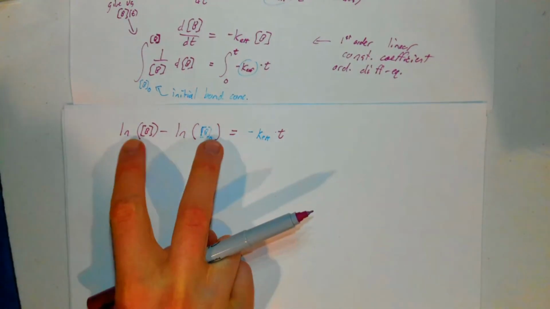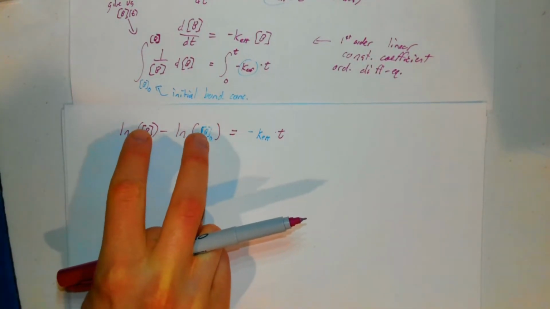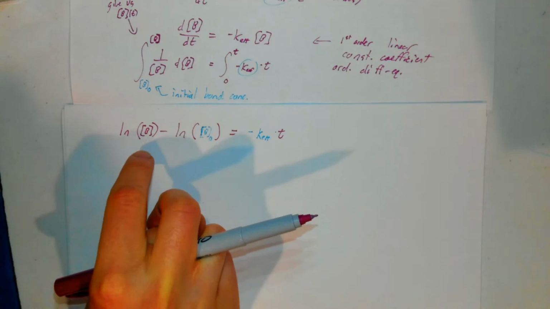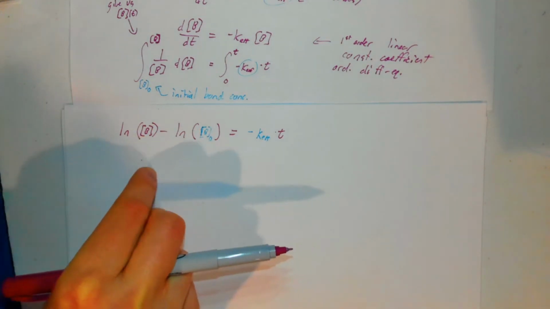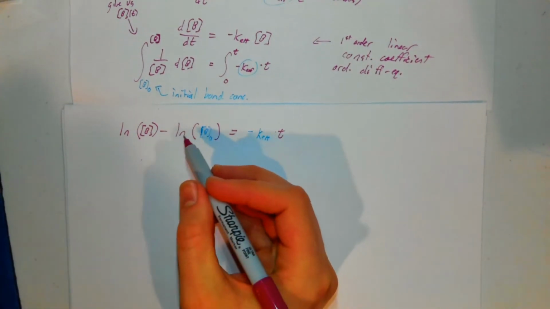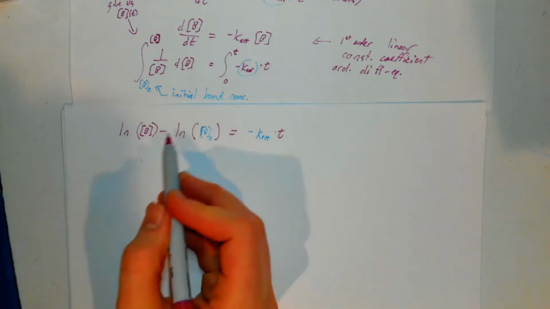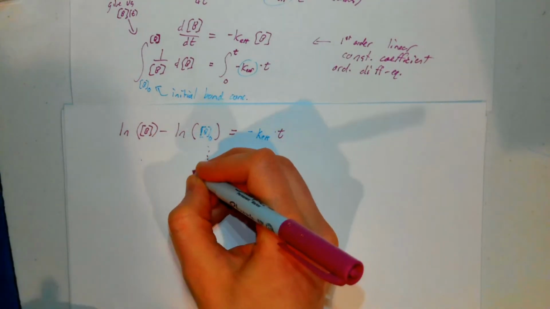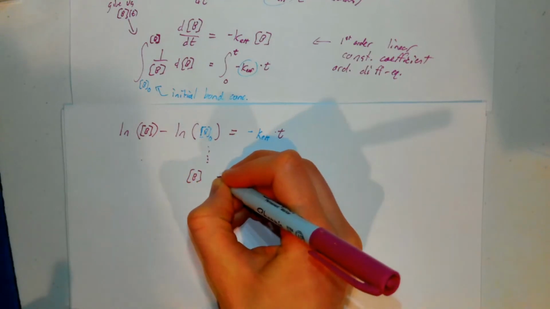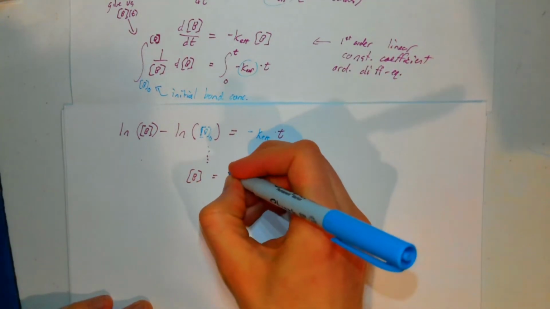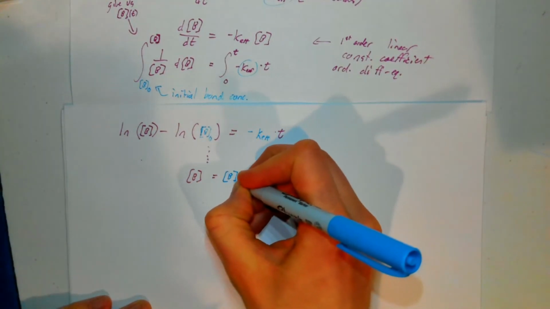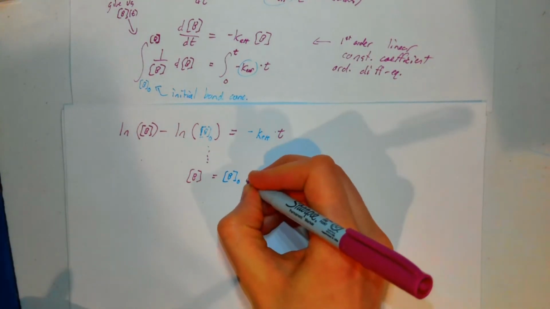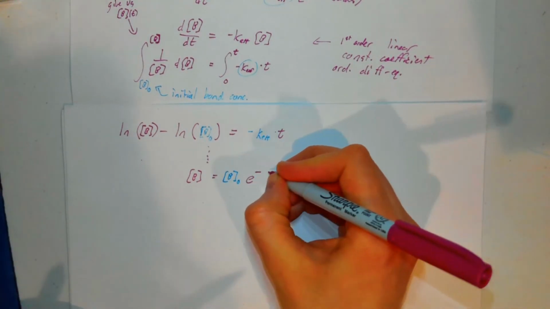Of course, if you remember your natural log rules, when you subtract two natural logs, you can do the natural log of them divided, and then we can take e to both sides. And what do you get? Well, if you do out all of the algebra, you end up with the concentration of bonds is equal to the initial concentration of bonds times e to the minus k effective t.